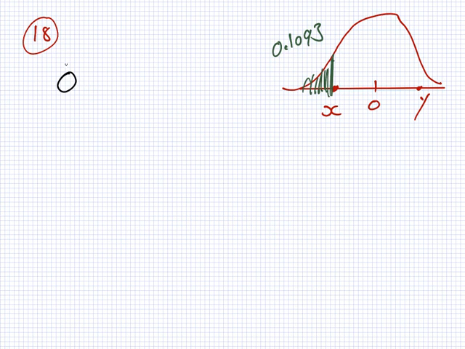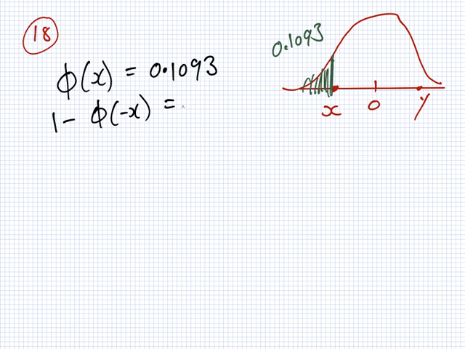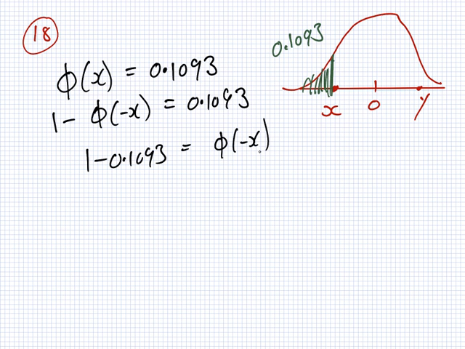So that means the value of x on the graph, its area, is 0.1093, but x is a negative, so 1 minus the opposite sign of x, which will be a positive, equals 0.1093, which means 1 minus 0.1093 equals that at the minus x. So 1 minus that, please. 0.8907. Yes, that's equal to that.